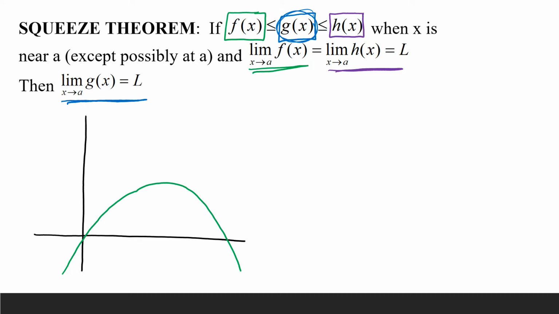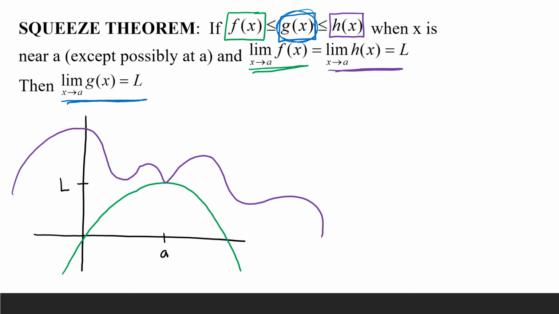And then we have some sort of other function, h of x, which is larger than f of x, but the limit as x approaches a is the same. So my function h of x is larger, but has the same limit as x approaches a.